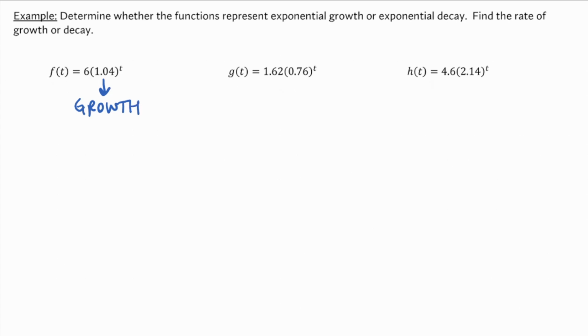And for exponential growth, we said it was a times 1 plus r to the t. So I'm going to rewrite this as 1 plus something to the t. So 1 plus 0.04 to the t. And then r was our growth rate, so it's 0.04, and that's 4%. So let's say 4% growth.